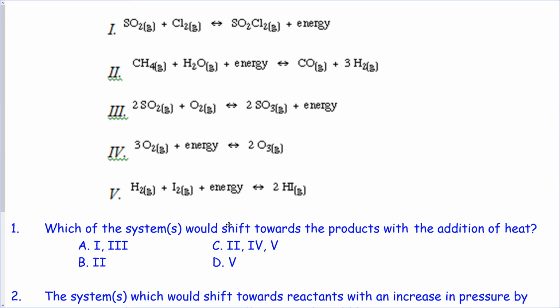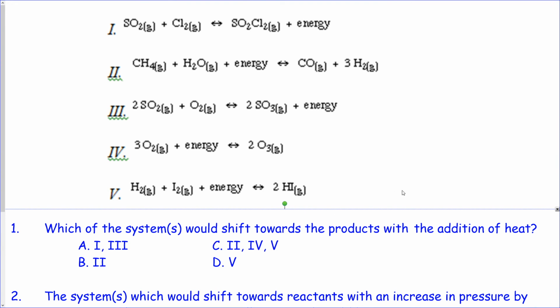So the addition of heat, increasing the energy, is going to shift toward the side that is opposite the energy. So I have to look for ones that have energy on my reactant side. Number 2 has energy on the reactant side. Number 4 has energy on the reactant side. And number 5 has energy on the reactant side. And so adding energy to these systems will shift the system toward my products. So 2, 4, and 5, that gives me C. C is the answer for the first one.